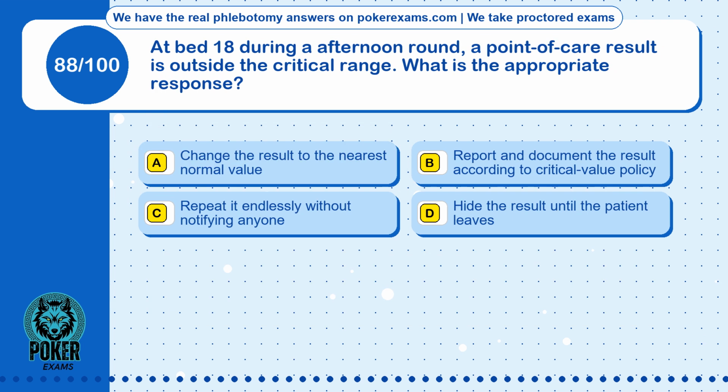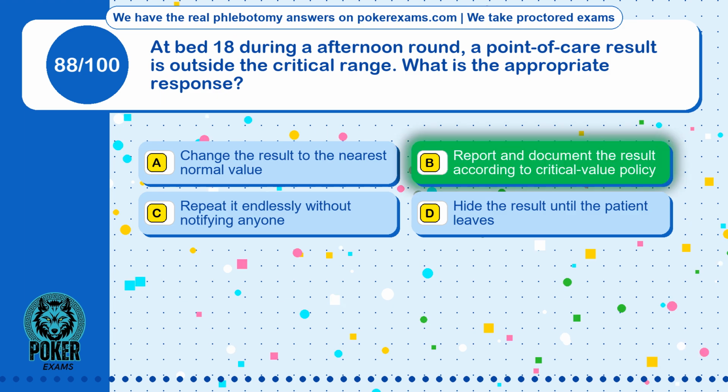Question 88. At bed 18 during an afternoon round, a point-of-care result is outside the critical range. What is the appropriate response? Option A. Change the result to the nearest normal value. Option B. Report and document the result according to critical value policy. Option C. Repeat it endlessly without notifying anyone. Option D. Hide the result until the patient leaves.